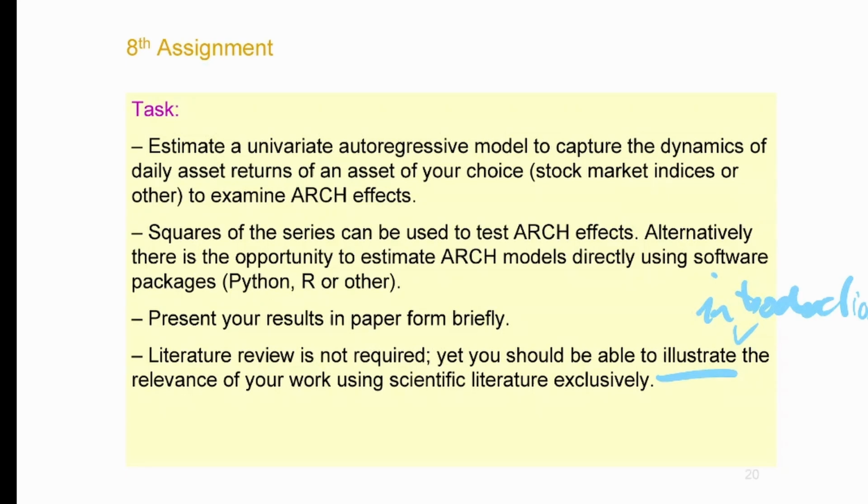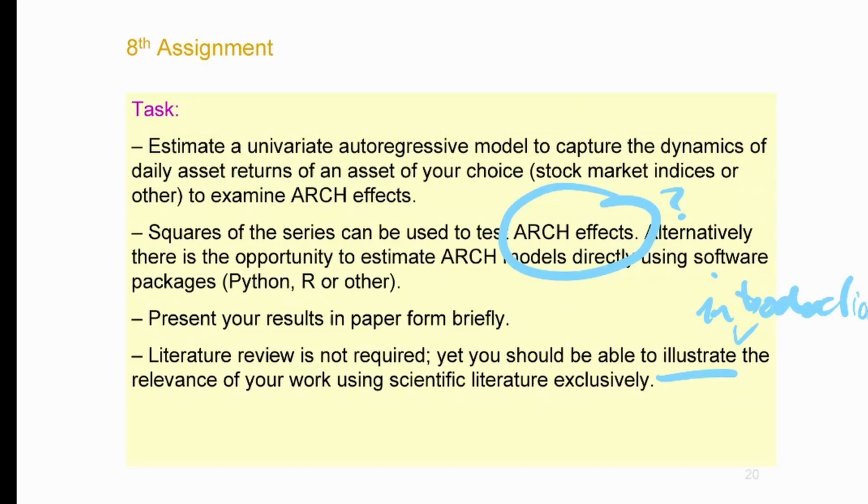Because the question would be, why? So why are artifacts relevant? And you need to justify that. Now, the better you do that, the better your work is going to be. And if you also tell me why you choose this asset, why not another one, why you choose this period and not another one, then it's even better. So it matters, the justification, guys.